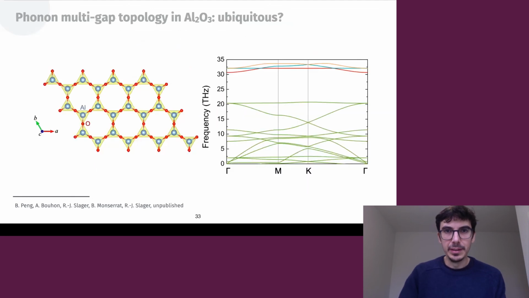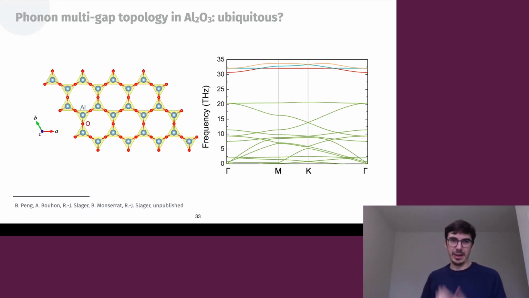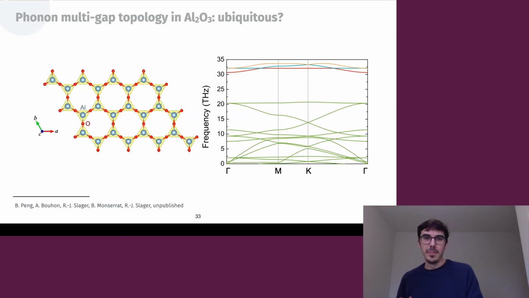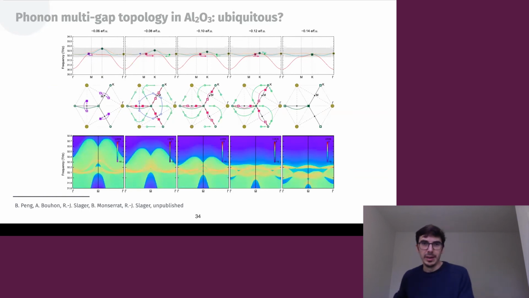And the other thing I want to argue again is that this multi-gap topology may also be in many different compounds in the phonon spectrum. And here I have another example. This is aluminium oxide in this case. And again, we find multi-gap topology in a number of their bands. And again, we can control this multi-gap topology. In this case, with electrostatic doping, for example. We can also do it with gate voltages, but we just put electrostatic doping here as another example.